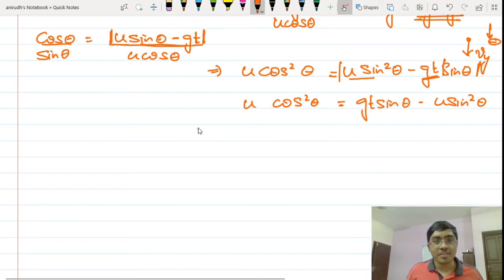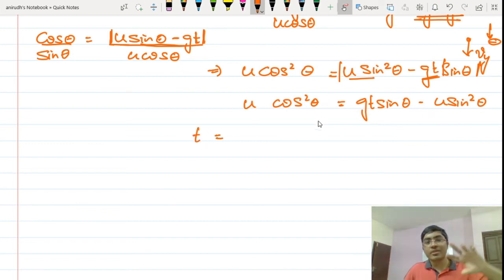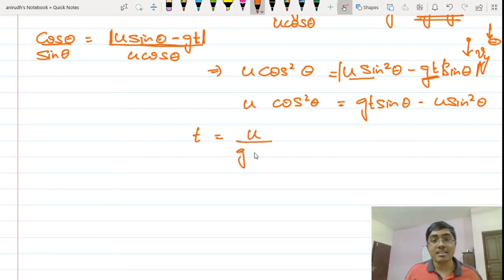So from here, time is equal to u cos square theta plus u sin square theta. U is taken outside, so u multiplied by cos square theta plus sin square theta, that is equal to 1. So this is u divided by g sin theta. Finally, I have this particular equation.